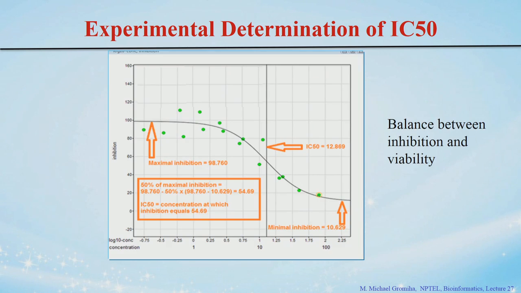I will show you how to get this one. So, here this is the curve, where the x axis is the concentration and the y axis is the inhibition.